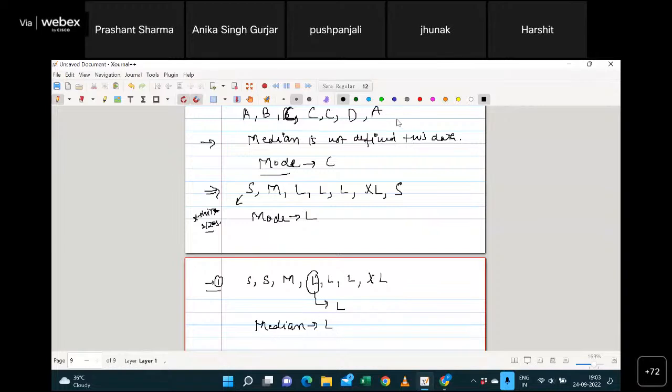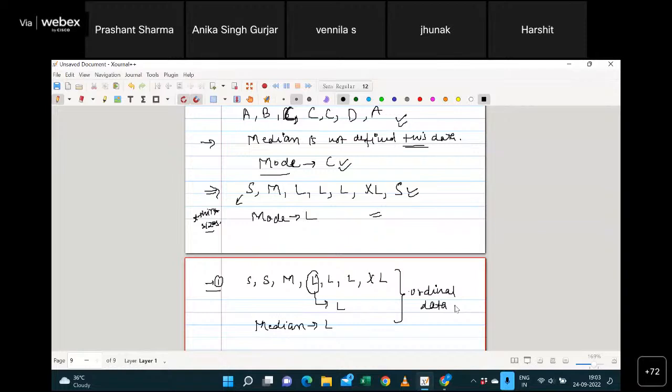But if you see the earlier example data set, median is not defined for nominal data. The mode was defined for this data set also, but median is defined only for ordinal data. Then can I say mode can be defined for nominal data as well as for ordinal data? Yes, sir. But median can be defined only for ordinal data.